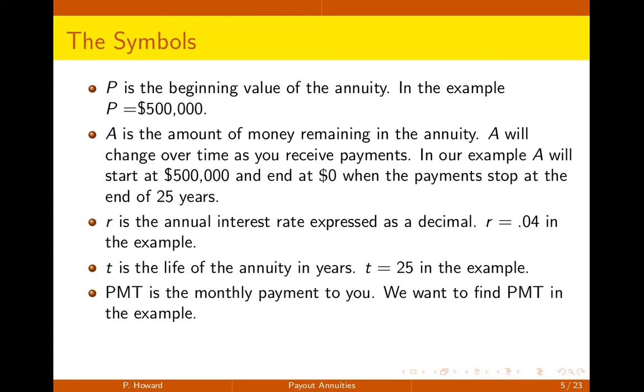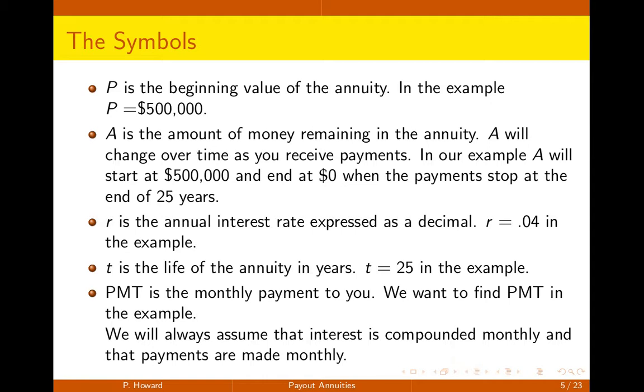In the example, we want to find PMT. We want to find what the monthly payout to you will be. And we're always going to assume that interest is compounded monthly and that the payments are made monthly, just as we did for ordinary annuities.